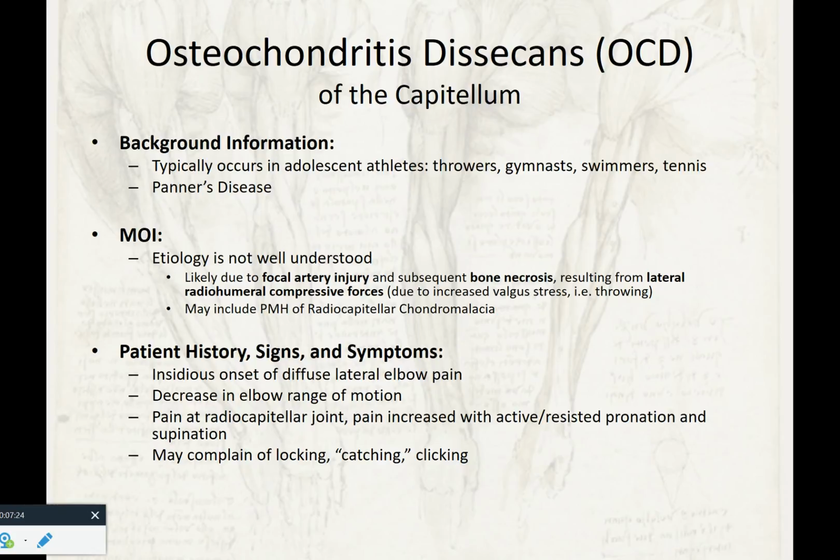Your patient will probably state that they have an insidious onset of diffuse lateral elbow pain. They have a decrease in elbow range of motion, and they have pain at the radiocapitular joint, which is increased with active or resisted pronation and supination. And I want you to think why that is. They may complain of locking, catching, and clicking.